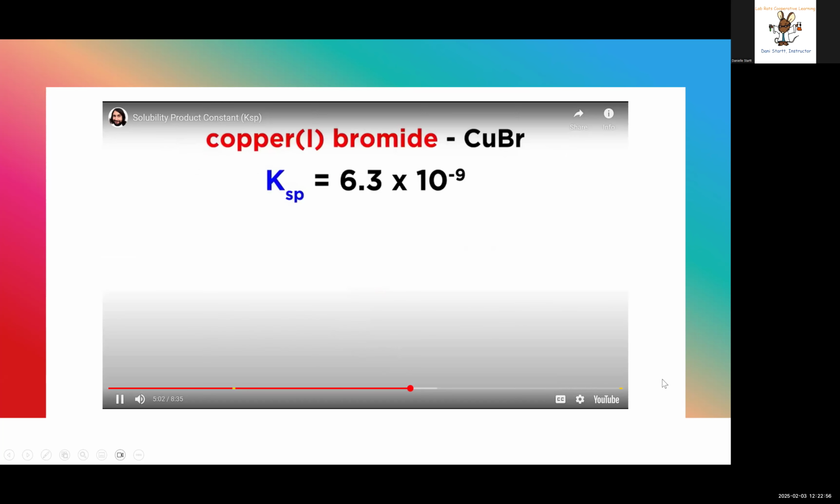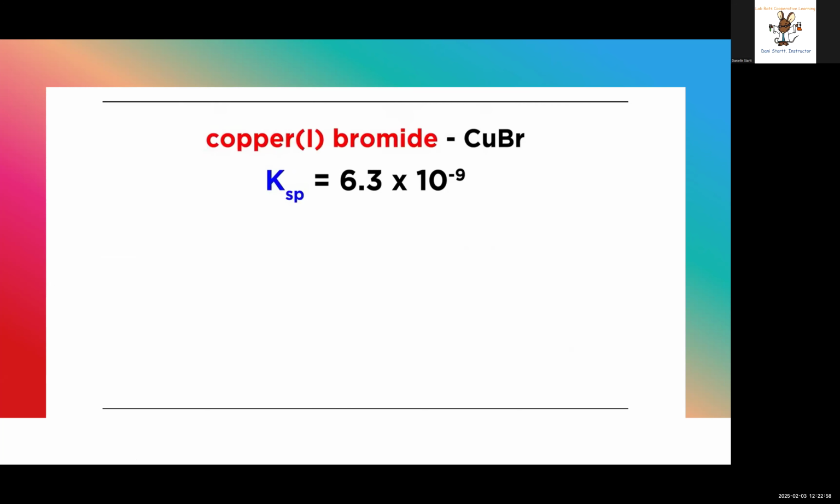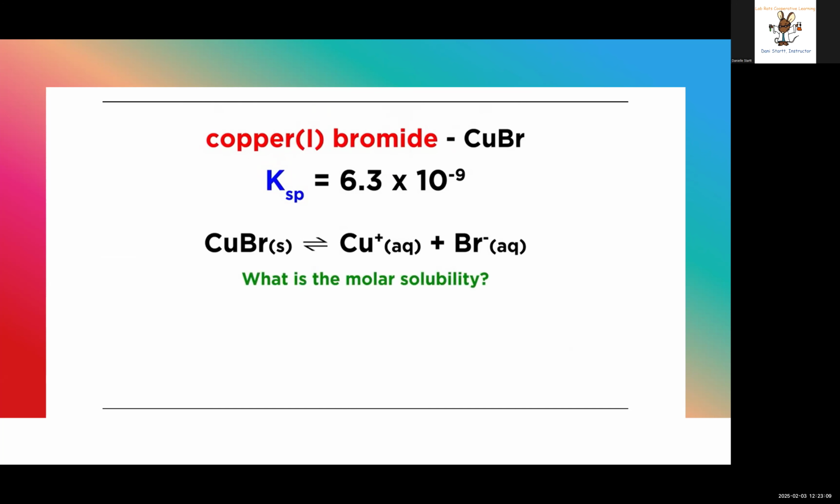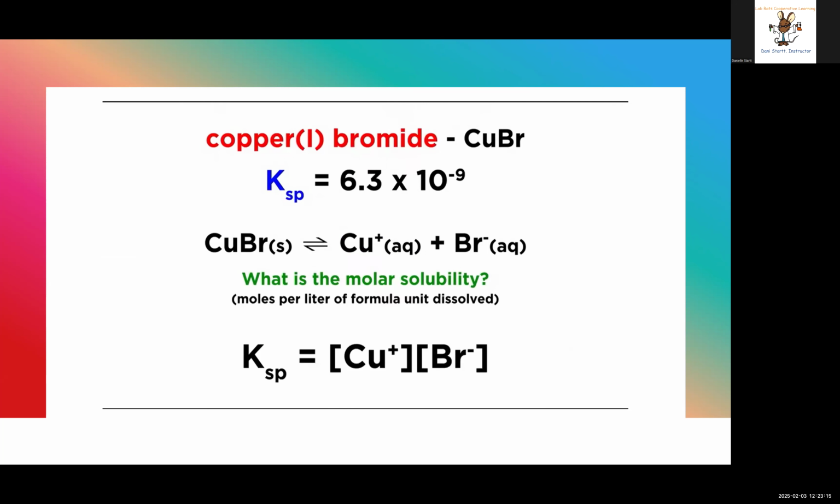Let's say we place copper 1 bromide, which has a KSP of 6.3 times 10 to the negative 9, in aqueous solution, which will then generate copper ions and bromide ions to some extent. What will be the molar solubility of this substance, meaning how many moles per liter of the formula unit will dissolve? To find this, we can write the solubility product expression and use this to construct a simple ice chart.